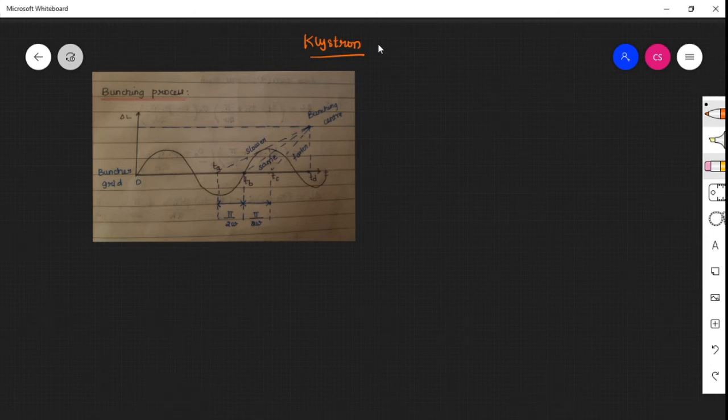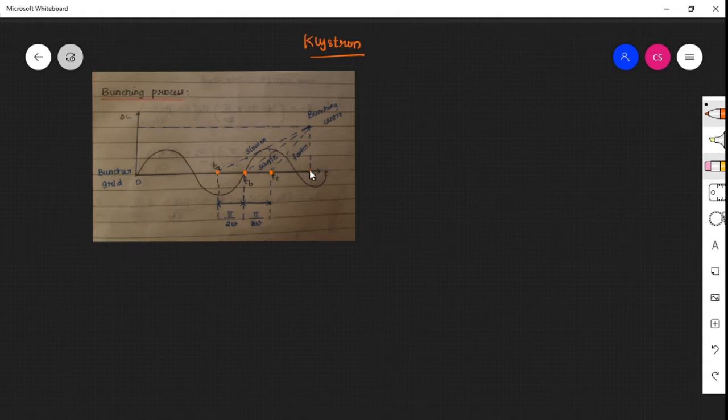Now let us discuss the bunching process and the Applegate diagram of the two-cavity Klystron amplifier. As you observe in this diagram, we have mentioned three time intervals TA, TB and TC. TA is the time at which the slower electron is present. TB is the electron which does not get modified in its time characteristics, which means it doesn't get either accelerated or decelerated, it travels with the same speed. And TC is the electron that travels much faster because it gets accelerated.